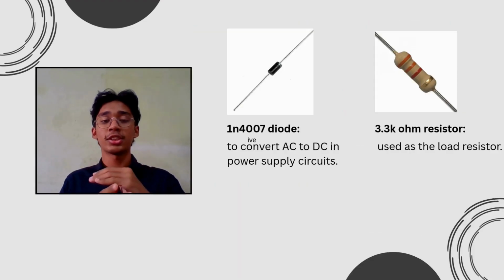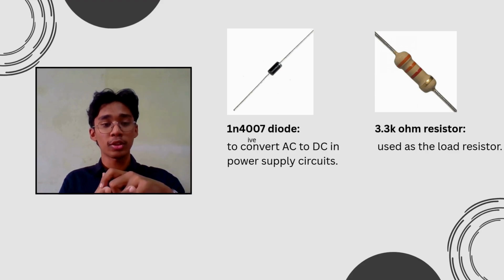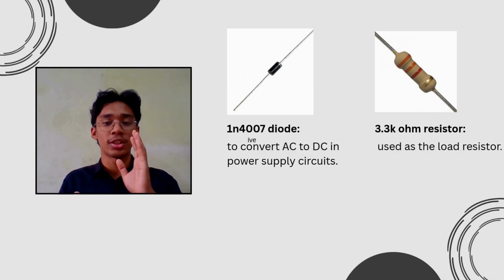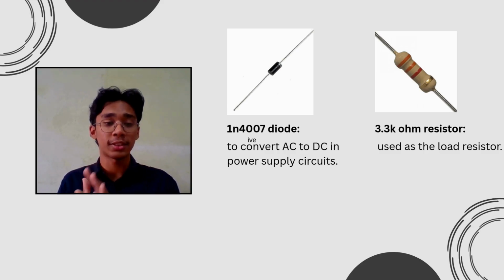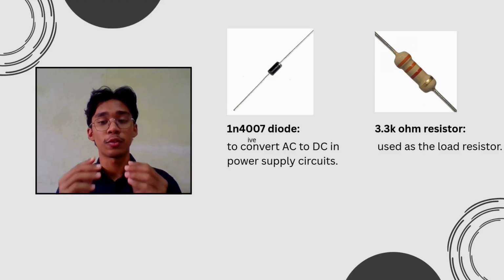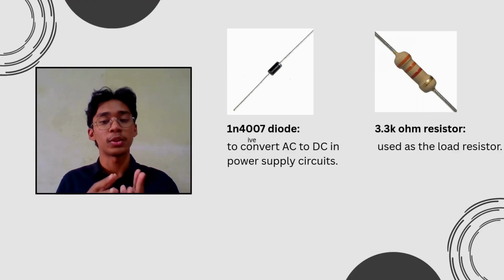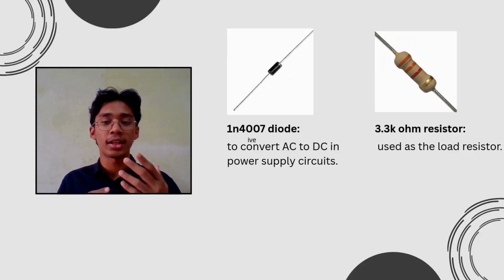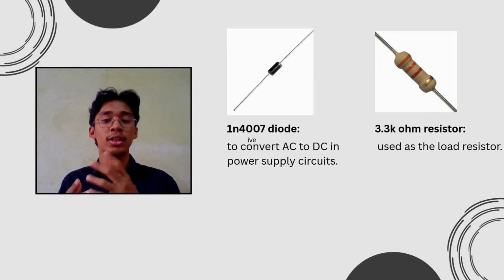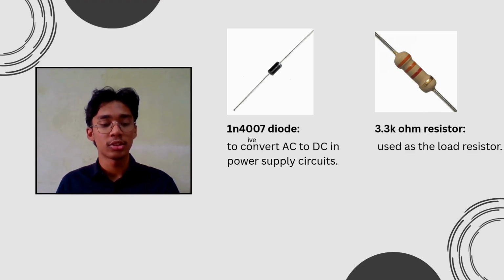These are the things that we use to connect on our breadboard in order to make a bridge rectifier. One of them is the diode, the black one, which is a 1N4007 diode, used to convert AC to DC in a power supply circuit. Next is the 3.3 kilo ohm resistor. It is used as a load resistor, so that it allows the current to flow.